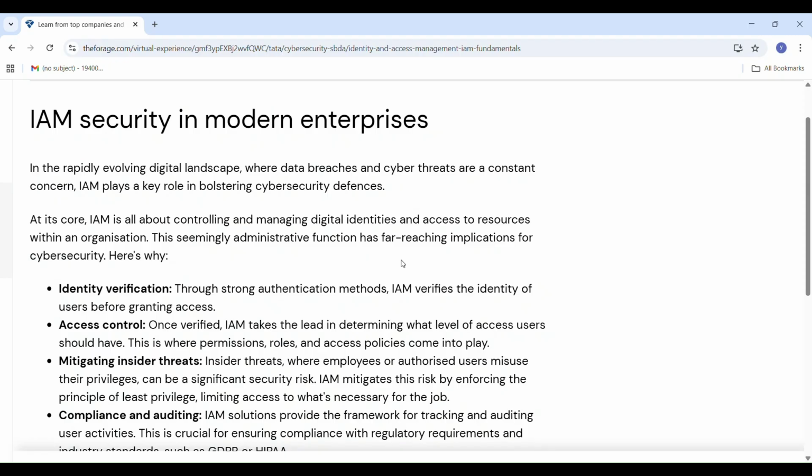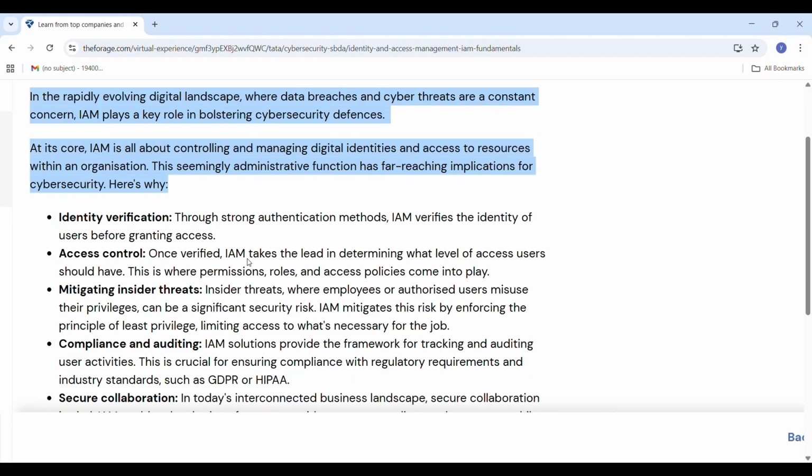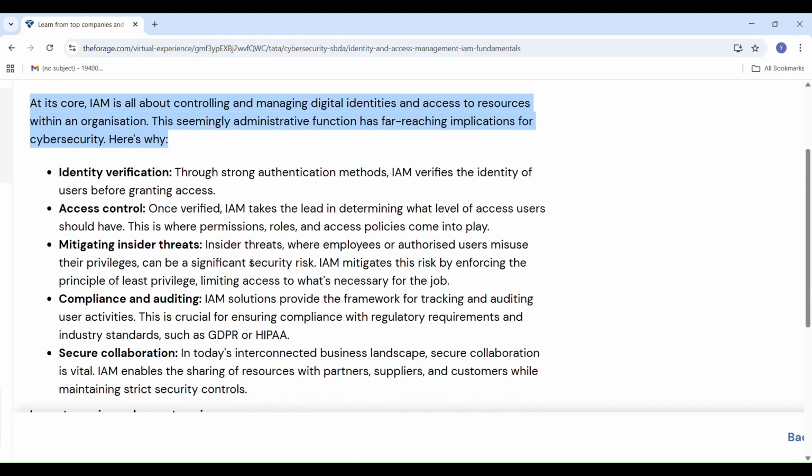After the user is verified, IAM decides what that person can see or do based on roles and permissions. IAM also helps reduce insider threats where employees misuse their access by giving only the minimum access needed for the job. IAM keeps the system safe.